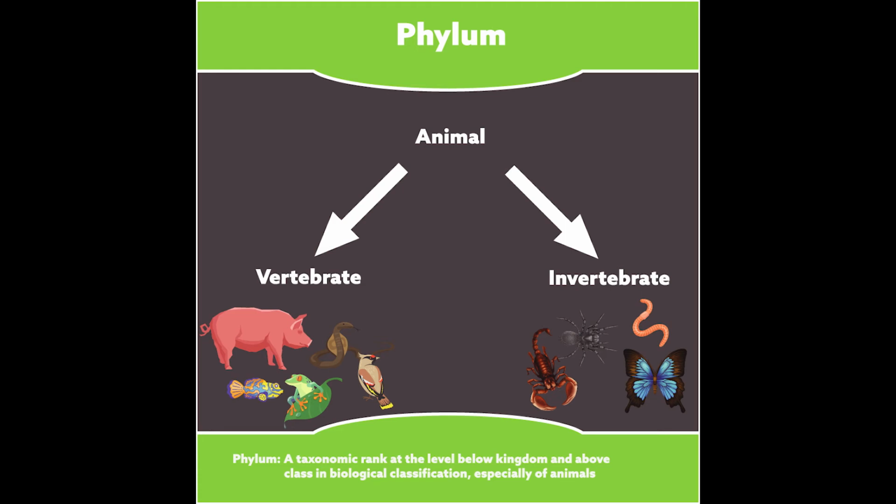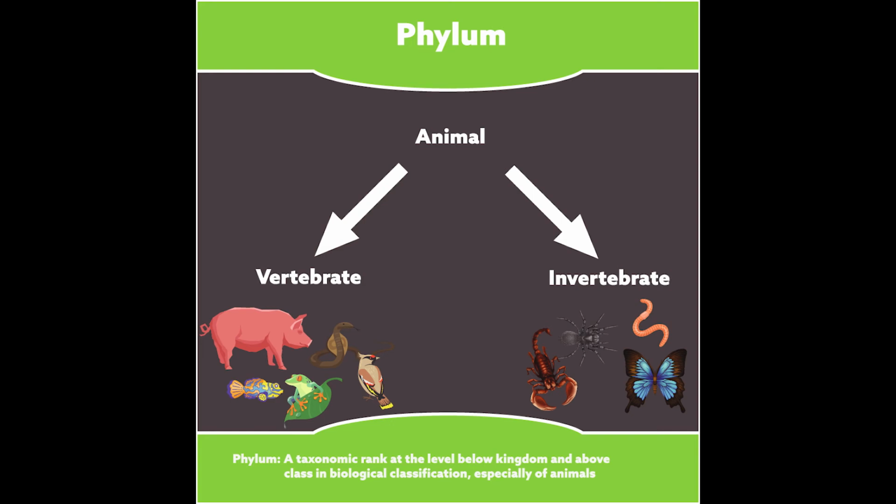The next level is the phylum in the classification of living things. It's an attempt to find some kind of physical similarities among organisms within any kingdom. These physical similarities suggest that there is a common ancestor among these organisms in a particular phylum.